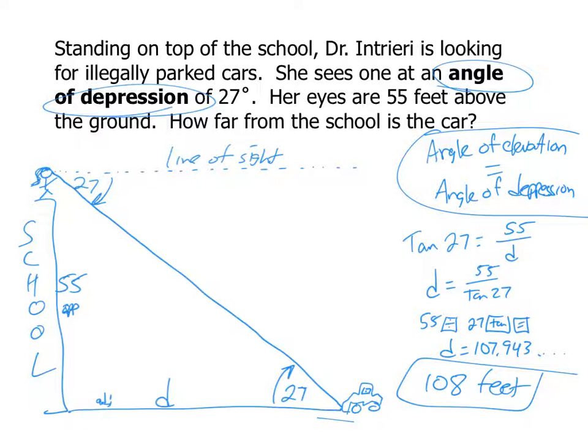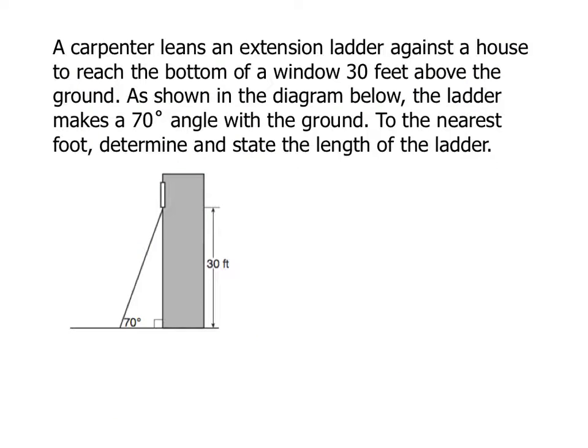Doing good. Have you ever leaned a ladder against the wall? It's a pretty common question here. A carpenter leans an extension ladder against the house to reach the bottom of the window that's 30 feet above the ground. So the height of the window is 30, as it shows in the picture. And the ladder makes a 70-degree angle with the ground. So there's my angle of elevation for the ladder, 70 degrees.